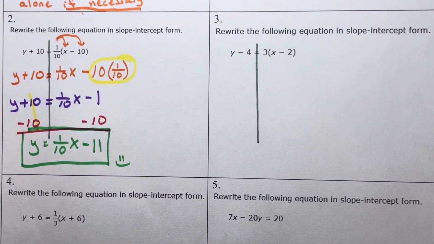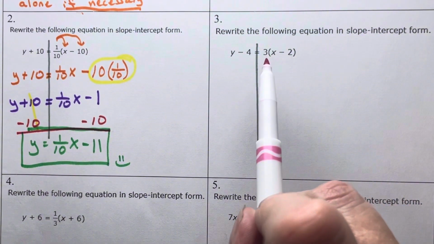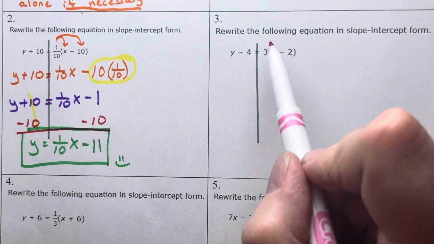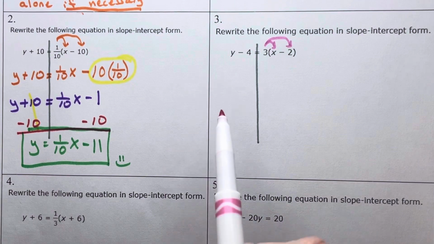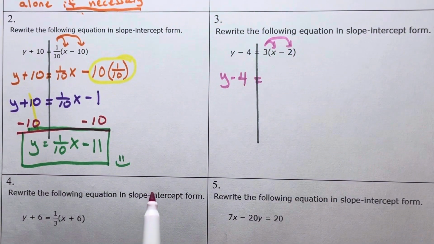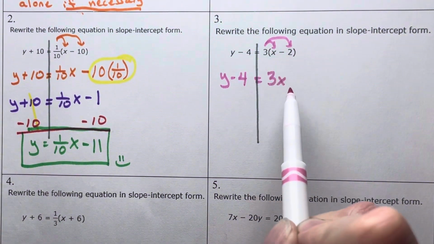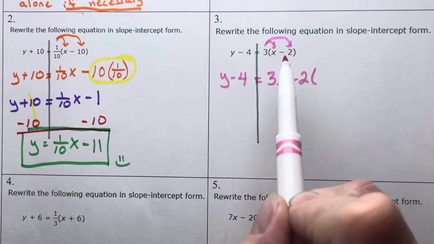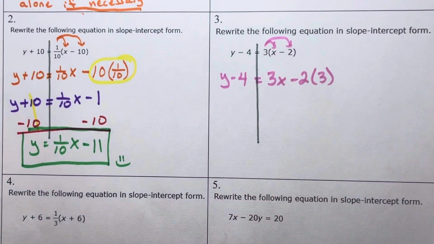I sure hope so. Okay, so we do have a coefficient all the way out in front of the parentheses that we are going to now distribute through the parentheses, giving us y minus 4 on the left side of the equation. 3 times x is 3x minus 2 times that 3. Remember, the 3 has to multiply to both of the terms inside of the parentheses.